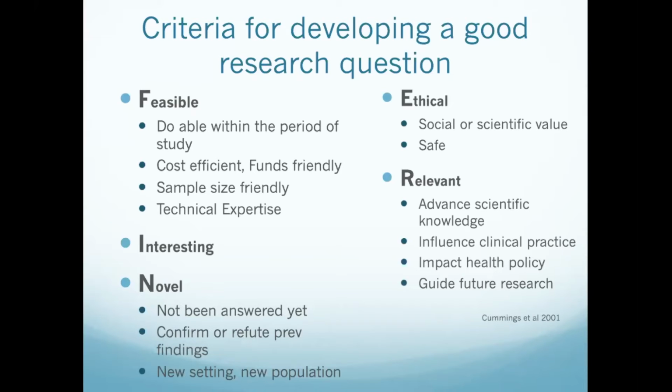And finally, it must be relevant. It must advance scientific knowledge. That means the research you do must add on to the knowledge you already have. There's no point doing a research which does not advance scientific knowledge. It must influence clinical practice and impact health policy or guide future research. Of course, the last 3 components of relevancy may not be particularly applicable for a master's thesis, but eventually, hopefully, you would be doing research which would influence clinical practice, impact health policy, and guide future research.